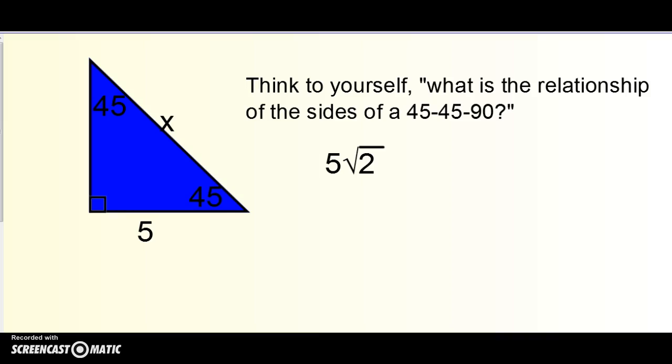Here they're given a 45, 45. And so you would ask yourself, what is the relationship between the sides of a 45, 45, 90? And you would say, well, 45, 45, the legs are always the same. And the hypotenuse is always the square root of 2 times one of the legs. So your answer would be 5 times the square root of 2 for x.